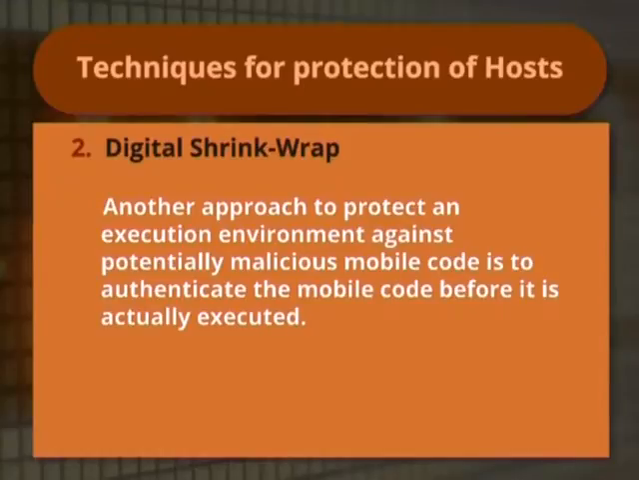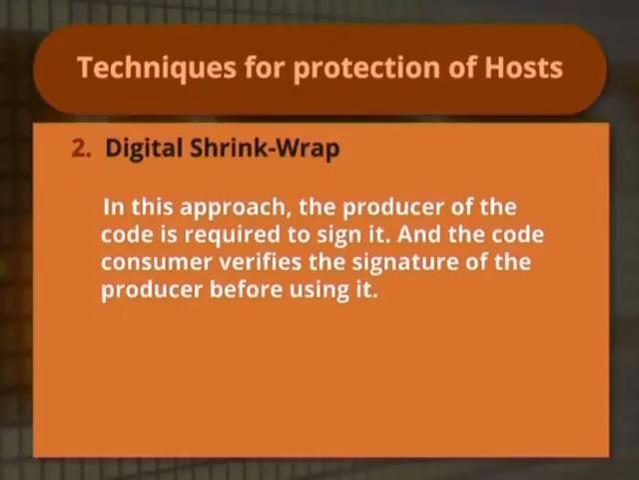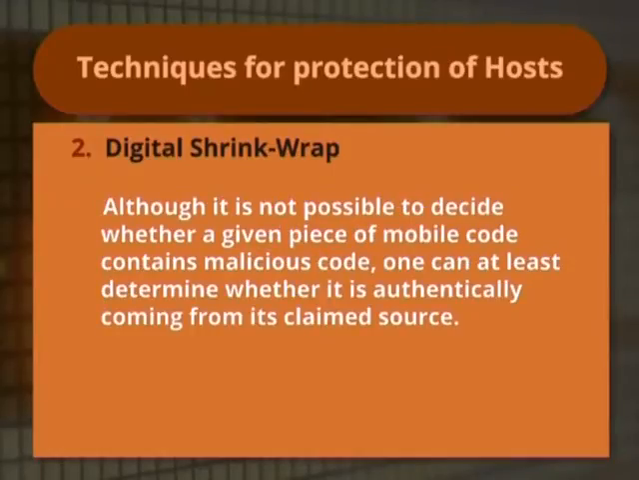Next is digital shrink wrap. Another approach to protect an execution environment against potentially malicious mobile code is to authenticate the mobile code before it is actually executed. In this approach, the producer of the code is required to sign it, and the code consumer verifies the signature of the producer before using it. Although it is not possible to decide whether a given piece of mobile code contains malicious code, one can at least determine whether it is authentically coming from its claimed source.